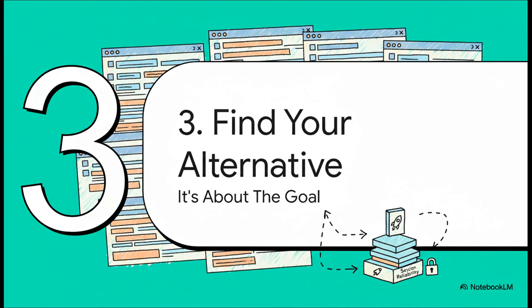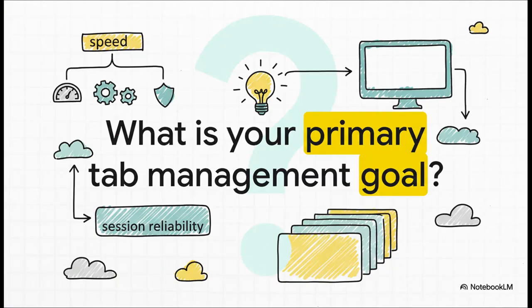And this is where we need a shift in our thinking. The goal isn't just to find a better OneTab. No, the real solution is to stop and ask ourselves, what am I actually trying to do here? What is my goal? So really, take a second and ask yourself this. What is the number one thing you need your browser to do for you? What's the biggest pain point? Is it speed? Is it organization? Is it something totally different?